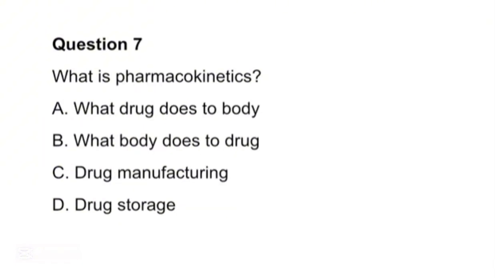Question 7. What is pharmacokinetics? A. What drug does to body? B. What body does to drug? C. Drug manufacturing. D. Drug storage. Correct answer, B. What body does to drug.